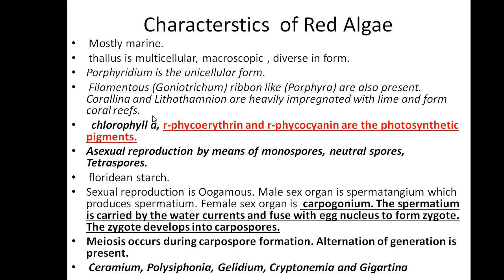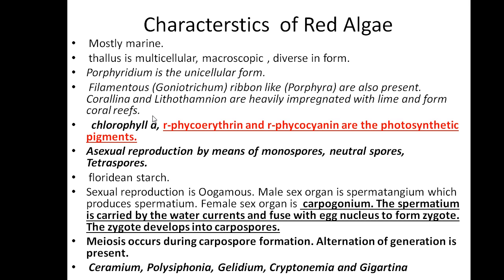So next, sexual reproduction is oogamous. The male sex organ is the spermatangium, which produces the spermatium, and the female sex organ is the carpogonium. So generally what happens is the spermatium, the male gamete, and the egg are present in the female sex organ. This spermatium is carried through the water and fuses with the egg nucleus to form the zygote. The zygote develops into carpospores in the Rhodophyceae, or the red algae. So it always needs sexual reproduction. It is the oogamous type of sexual reproduction that it follows.